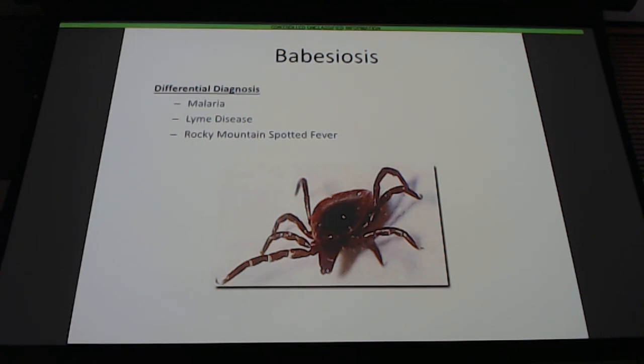If you want to be smart, there are a couple of other differential diagnoses. Lyme disease and malaria would probably be the top two that I would pick, because they look somewhat similar. Lyme disease is also spread by a tick. But malaria has similar signs and symptoms to babesiosis.